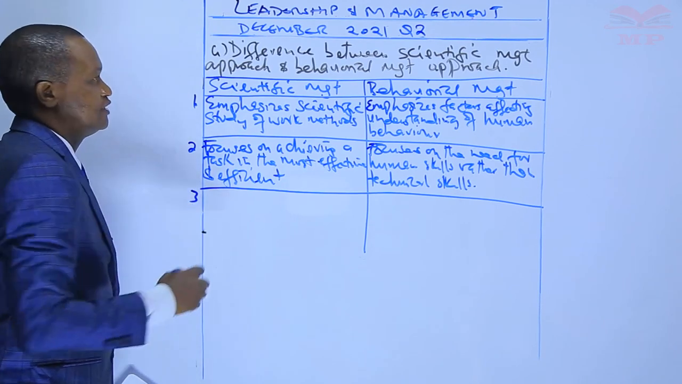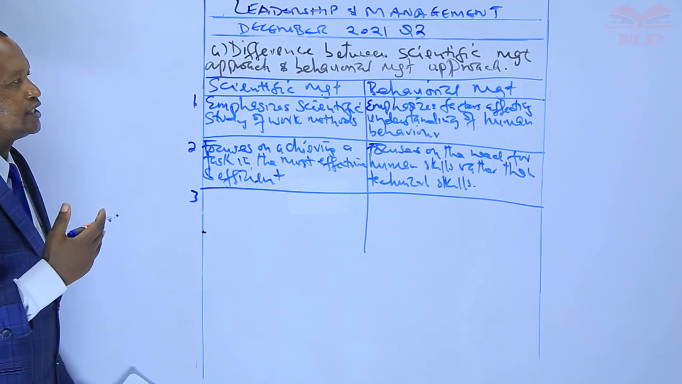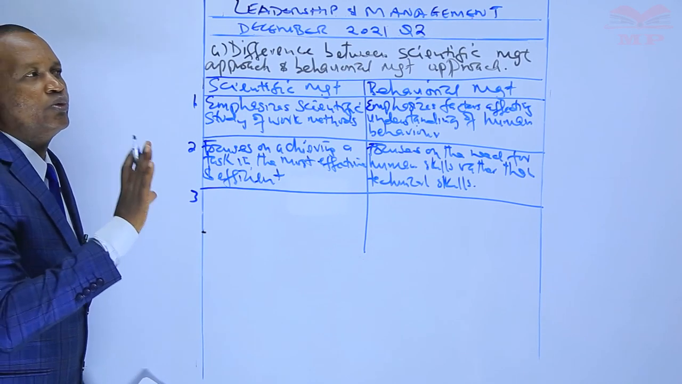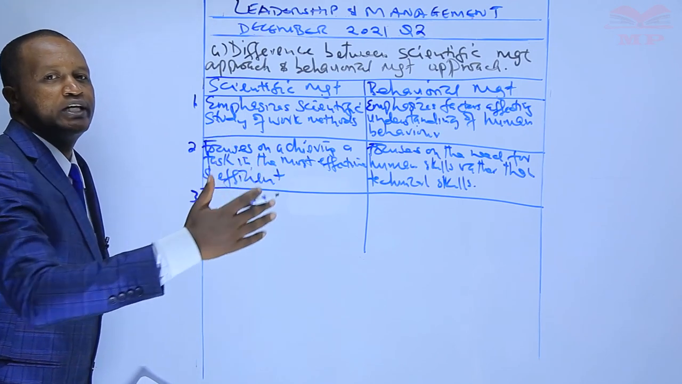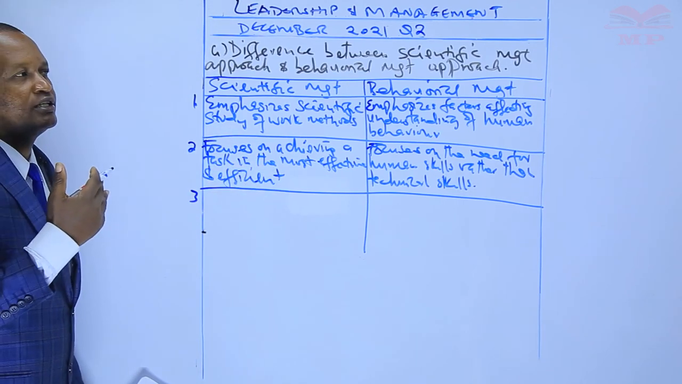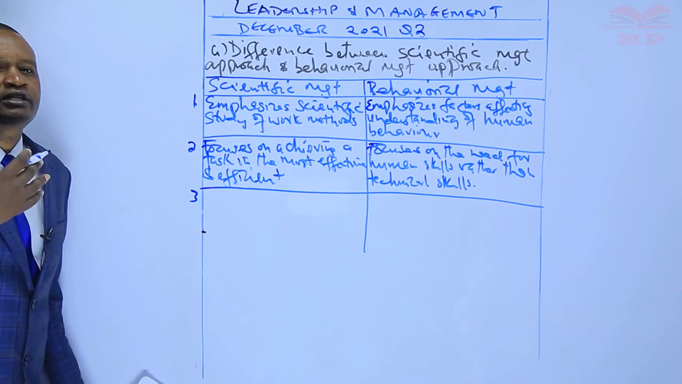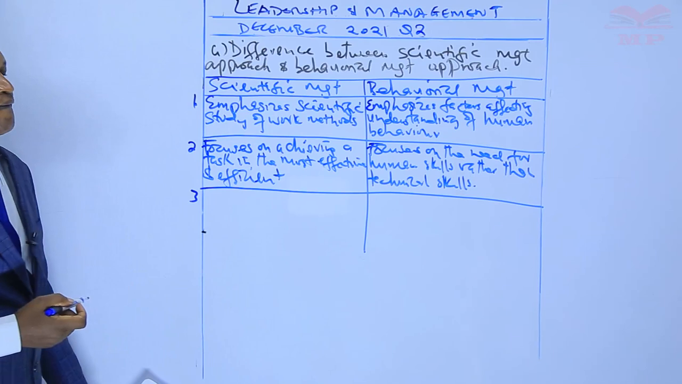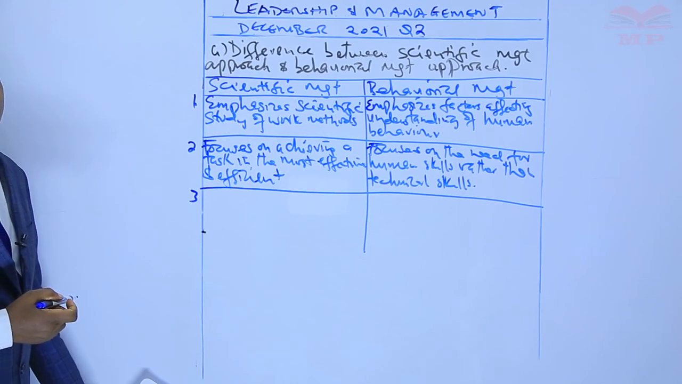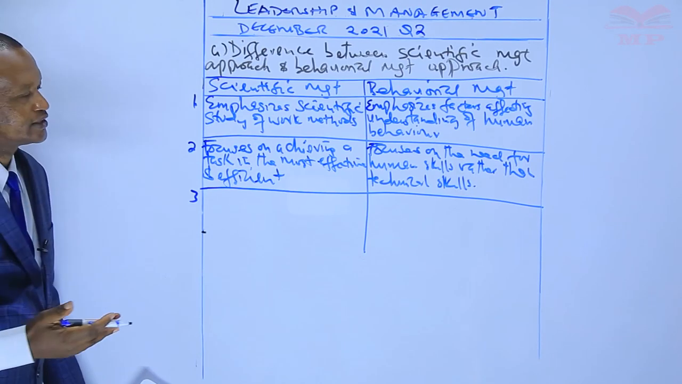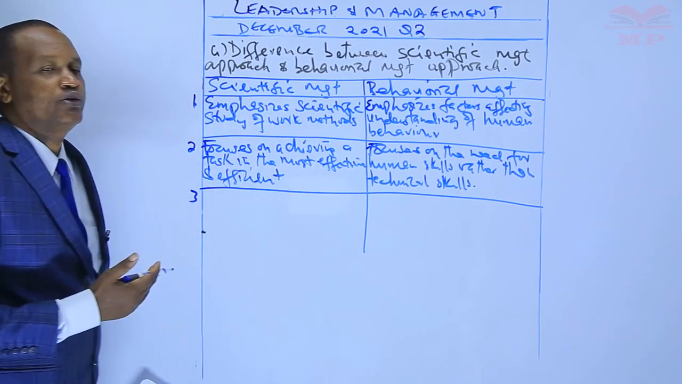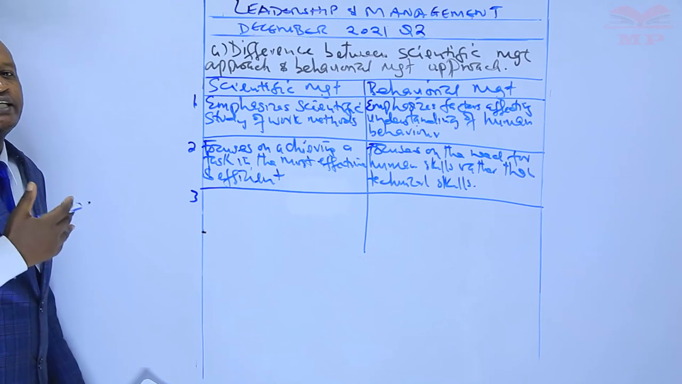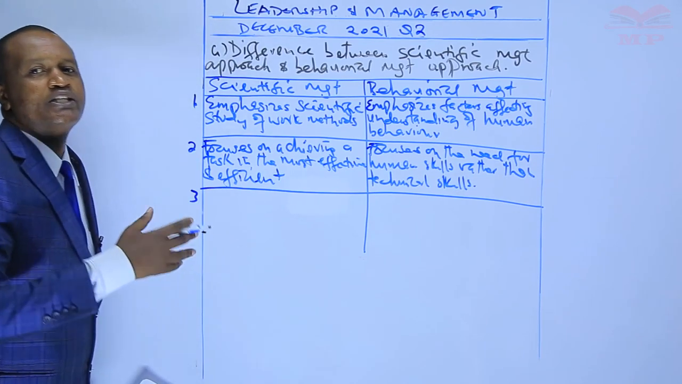The third difference is that under the scientific management theory, jobs were allocated to people without matching the job to the worker's skill and ability, whereas the behavioral management theory encourages participation of workers in decision-making authority at all levels.